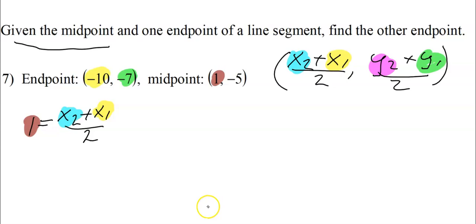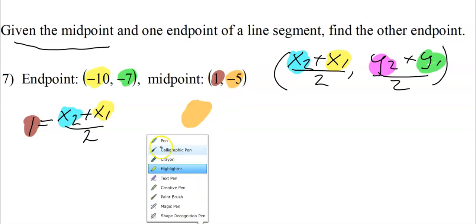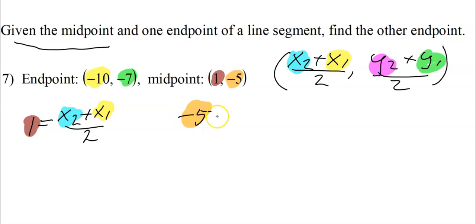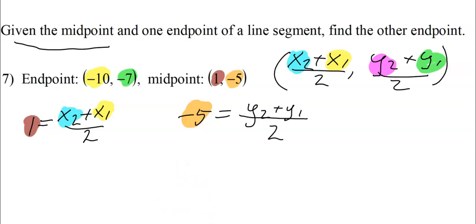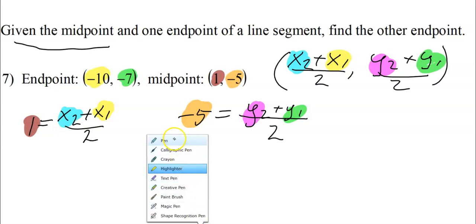And then I'm going to use those values there. This negative 5, that midpoint value is found by using this next part, the y part, y2 plus y1 all over 2. And I'm going to go ahead and use my colors because I really think colors help this. All right, so let's go ahead and knock this out.